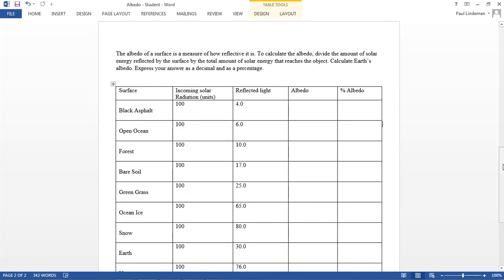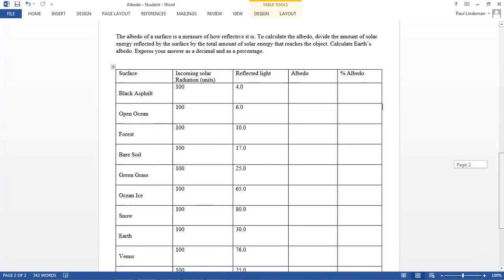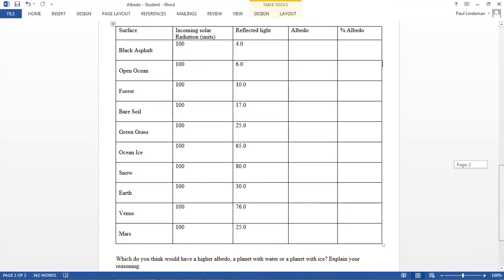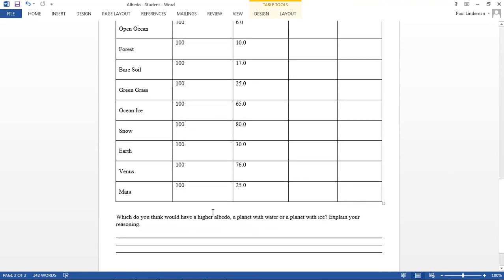Going back to our activity, you'll answer the different albedos for these things and see which one has the biggest albedo. Then we'll look at 2 planets that have albedos besides Earth, and then you'll answer this question about which planet, a water planet or an ice planet, would have the highest albedo and your reasoning behind it.